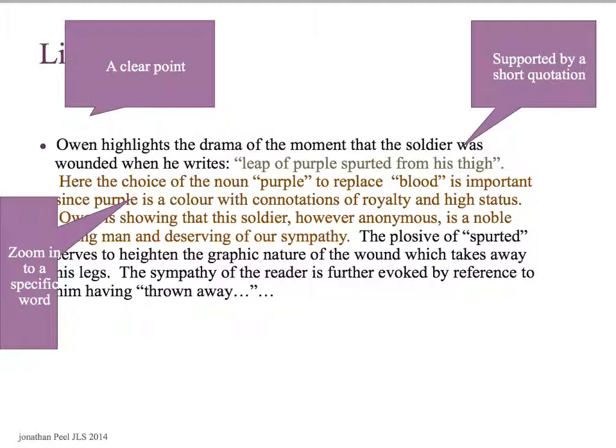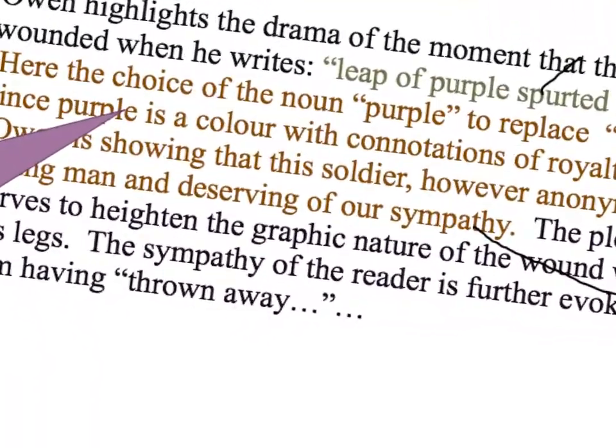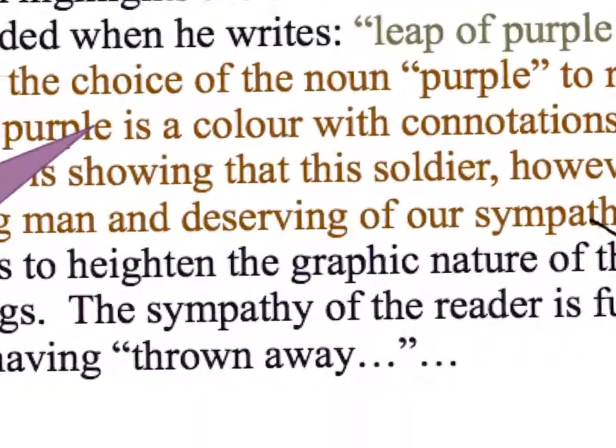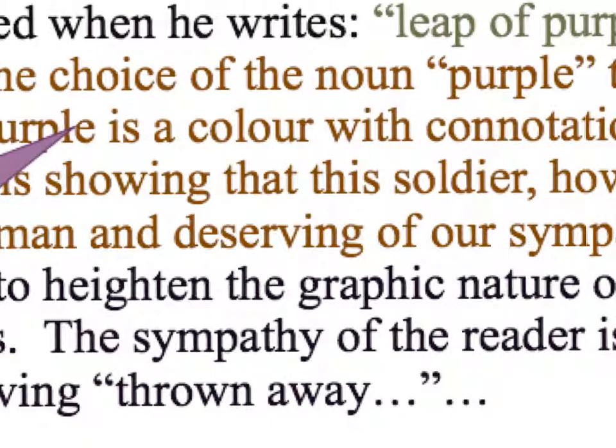I'm going to start off with a clear point. Owen highlights the drama of the moment that the soldier was wounded. When he writes, it's a clear point, I'm highlighting the drama of the moment of the wound. And the quotation then comes in: "leap of purple spurted from his thigh." At this point, I need to start to zoom in, and this is where this happens. Having given a full quotation, I can now zoom in to the rest of what I need to achieve, and that will require a piece of work.